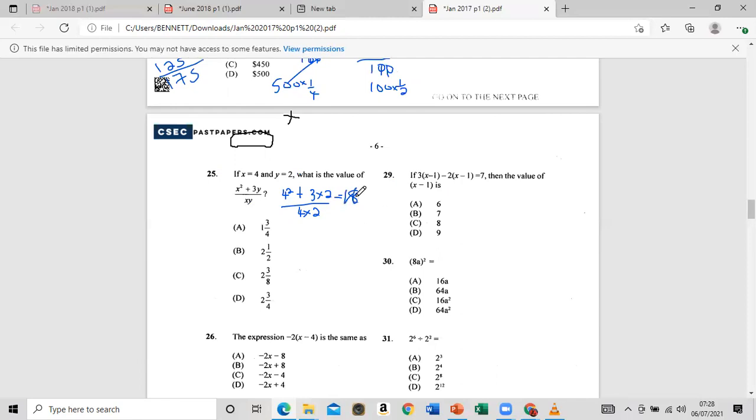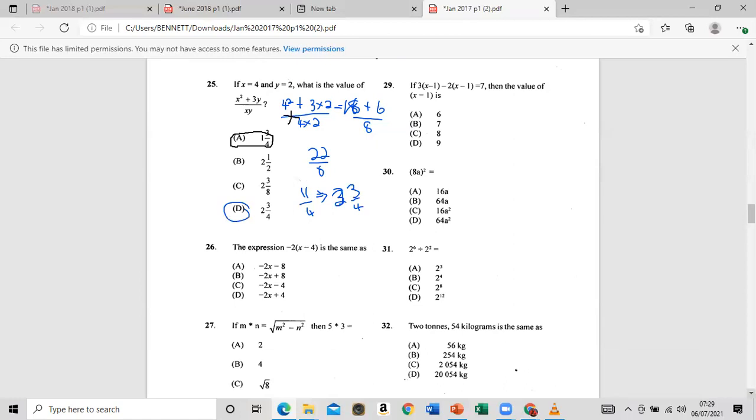4 squared is 16, and 3 times 2 is 6, and 4 times 2 is 8. So that's 22 over 8. I think we reduce this to 11 over 4. 11 over 4, right? 4 into 11 goes 2 times, I mean, 2 and 3 over 4. So the answer is D.